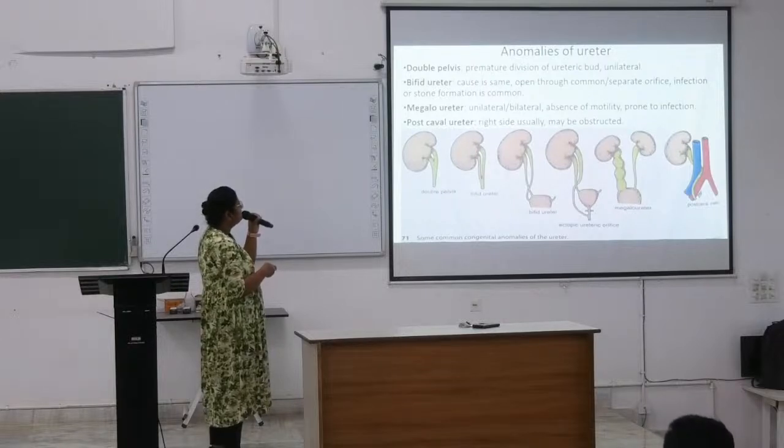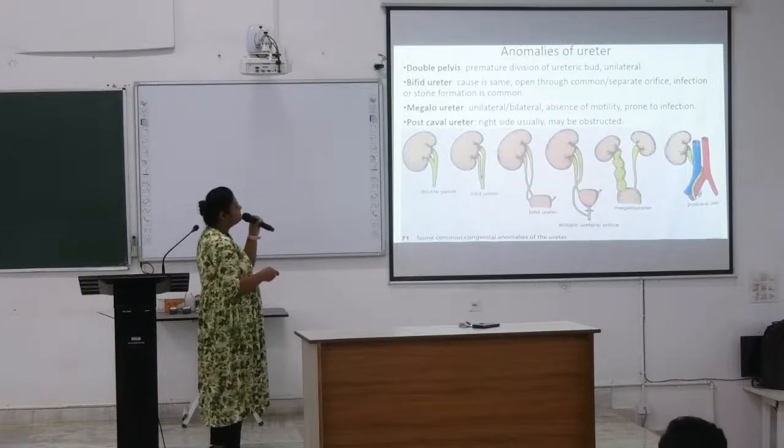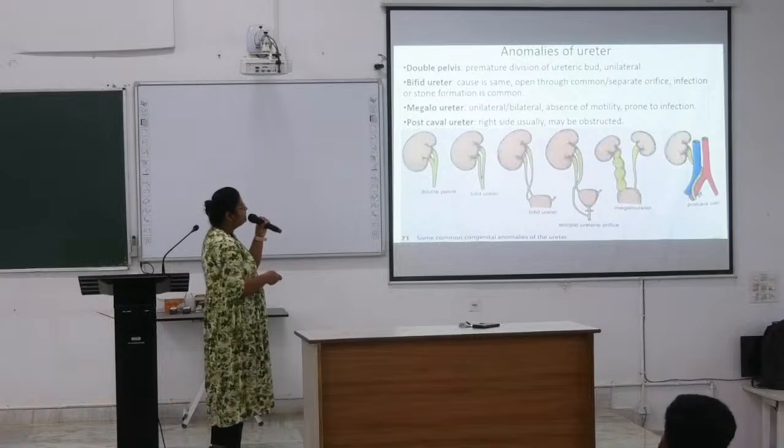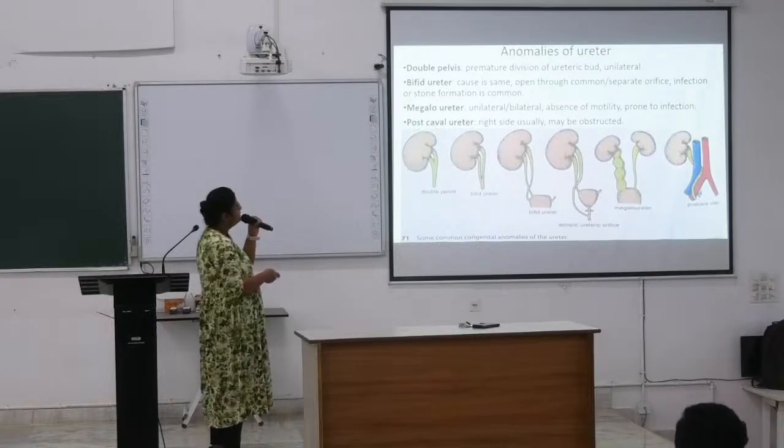A post-caval ureter, right-sided usually, may be obstructed. Where the ureter is passing, generally it passes in front of the aorta and vena cava. And if it is present posterior to the inferior vena cava, that is known as post-caval ureter. And there is a high chance of obstruction.